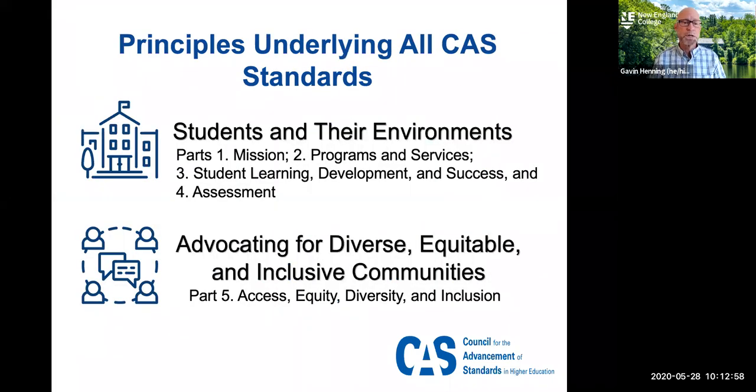There are 5 principles that undergird all the CAS standards, and they really kind of support various sections of the standards. So first, the students and their environments. How do we create environments that support learning? And as our field becomes more diverse and focused on equity, the CAS standards also focus on equity, to really think about how do we create inclusive communities and really have equitable outcomes for students.